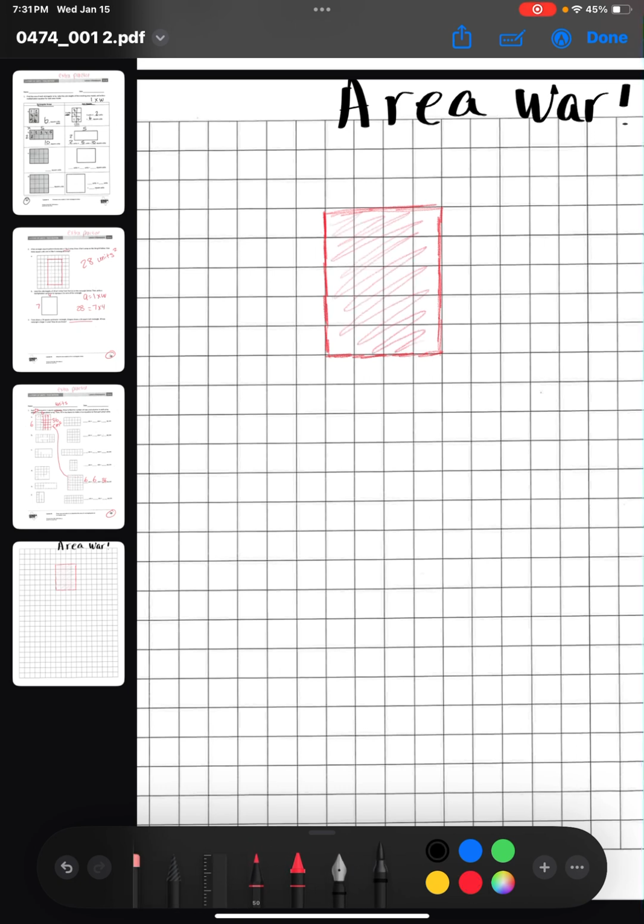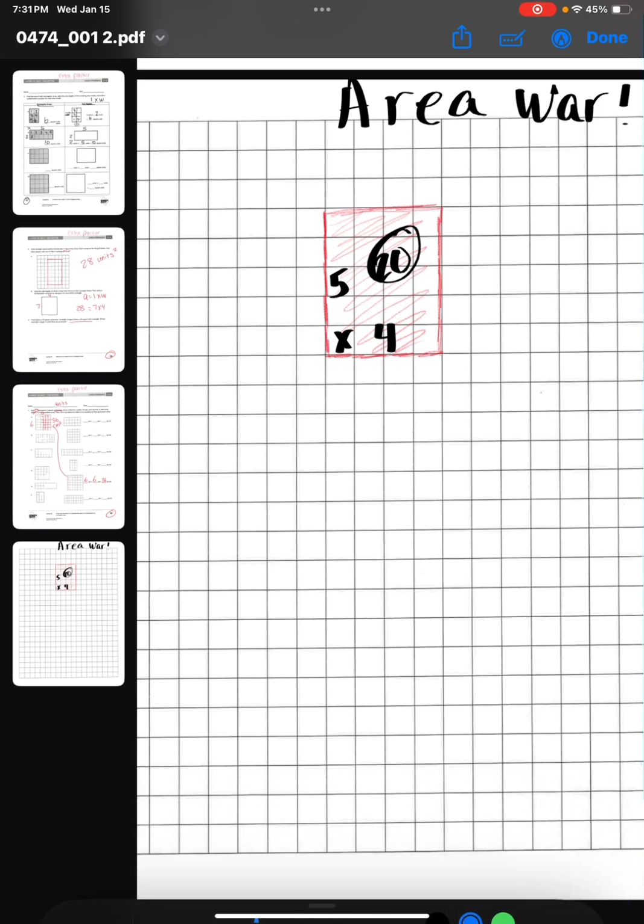Now my dimensions on this, my side lengths, again, were 5 units by 4 units. I want to find my total area. To do that, I need to multiply 5 times 4. 5 times 4 is 20 square units. And so I'm going to write that down, and then the next person's going to go.